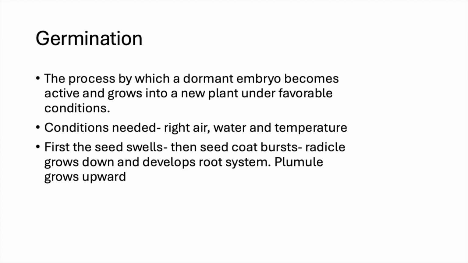Germination is a process by which the dormant embryo becomes active and it grows into a new plant under favorable conditions. And what are the conditions that are needed? Right air, water, and temperature. First, the seed swells up, the seed coat bursts, then the radicle grows down and develops the root system, the plumule grows upward and develops the shoot system.